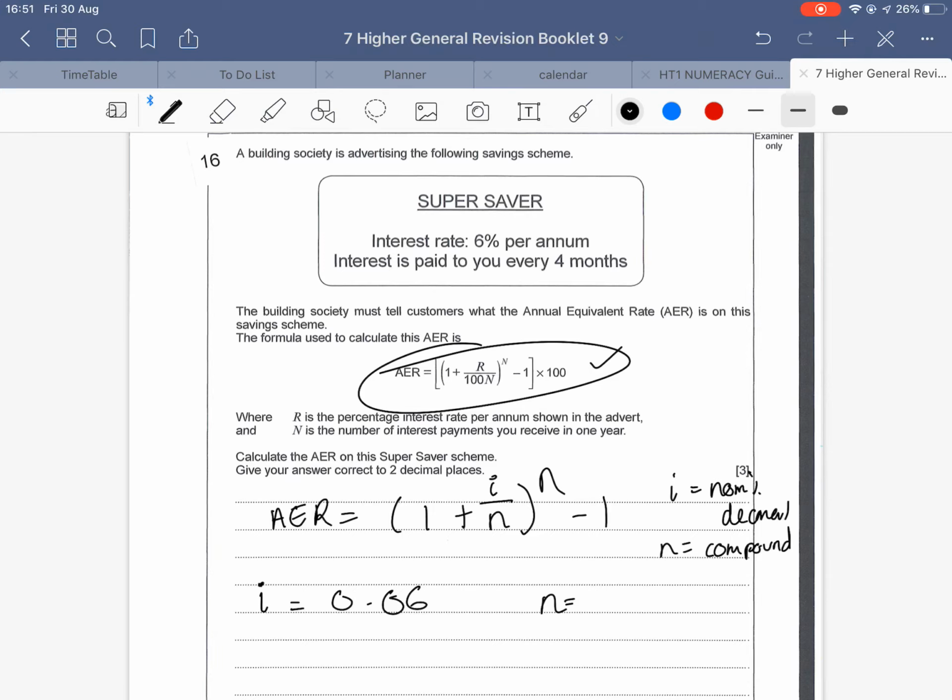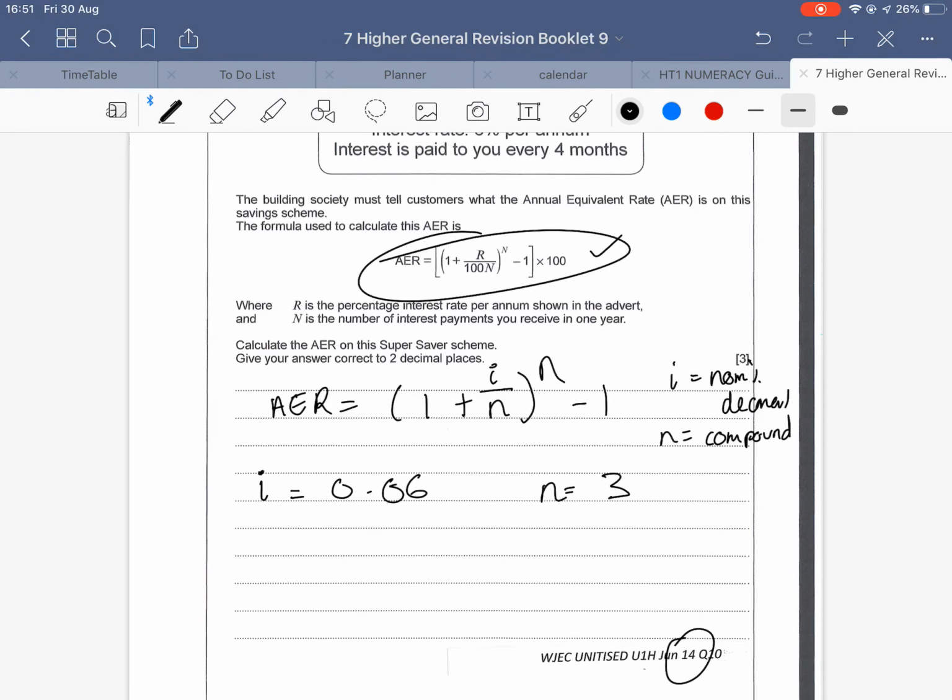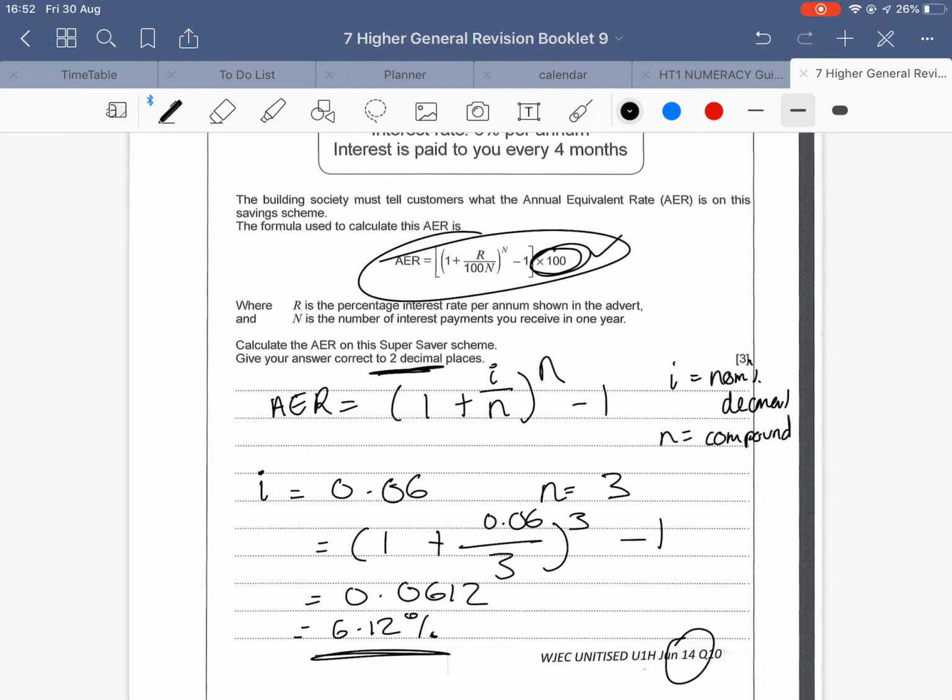n is going to be every 4 months. So how many times does that happen in a year? How many 4 months are in a year? 12 months divided by 4 is 3. Just going to put that into your formula: 1 plus 0.06 over 3, to the power of 3, take away 1. So we've got 0.0612. They want an AER, and an AER is a percentage. They've times it by 100 at the end. So you want that as a percentage, which is 6.12%. When they say 2 decimal places, they mean your percentage. AER is a percentage. So it's 6.12%.